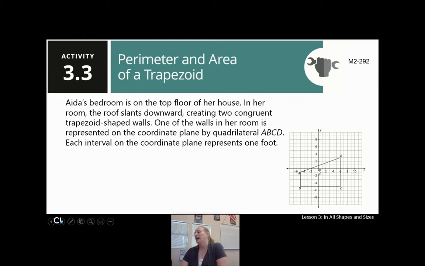So to get us started, I actually used to have a bedroom like this. Ada's bedroom is on the top floor of her house. And in her room, the roof slants downward, creating two congruent trapezoid-shaped walls. So one of the walls in her room is represented on the coordinate plane by quadrilateral ABCD. And each interval on our coordinate plane is 1 foot. You can count, see, we're counting by ones here. So again, this is just one wall, but of course they're on opposite sides of the room. So she actually has two walls that look like this, but we're just working with the one on the graph right now, and we'll just double whatever we need to double for both walls.